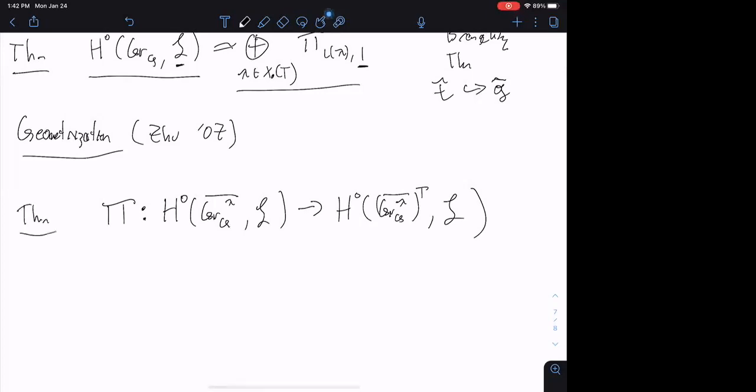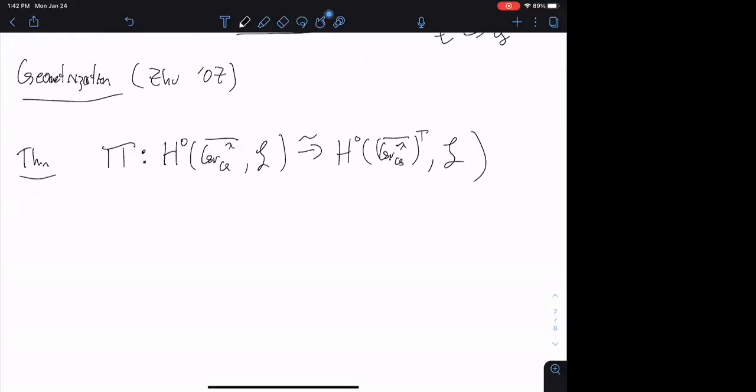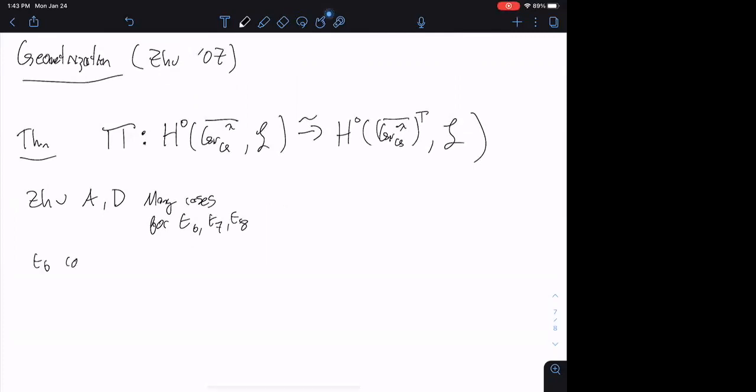And the theorem of Zhu is that this restriction map is an isomorphism. I should remark that this is proven by Zhu in types A and D, and many cases in type E, or many cases for E6, E7, E8, but E6 was completed by Zhu and I. And this does not hold all the time. Well, it's conjectured to always hold, but it is not yet proven in all cases for E7 and E8.